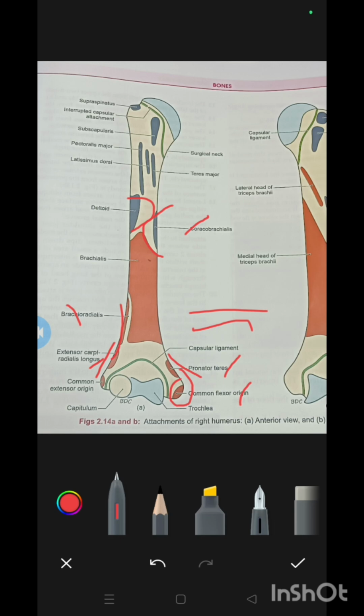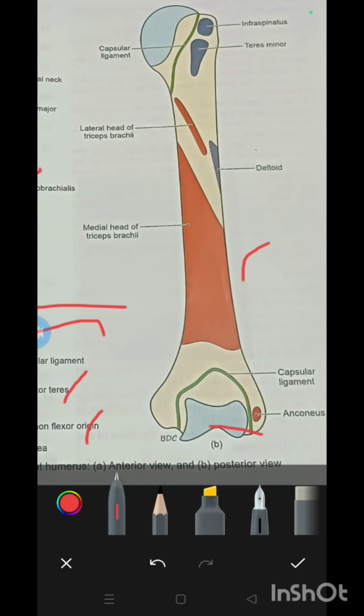The superficial extensor muscles of the forearm and supinator have a common origin from the lateral epicondyle. From this extensor origin, this is called the common extensor origin. Next, anconeus. Anconeus in Greek means elbow, arises from the posterior surface of the lateral epicondyle. This is lateral epicondyle in the posterior aspect, anconeus.